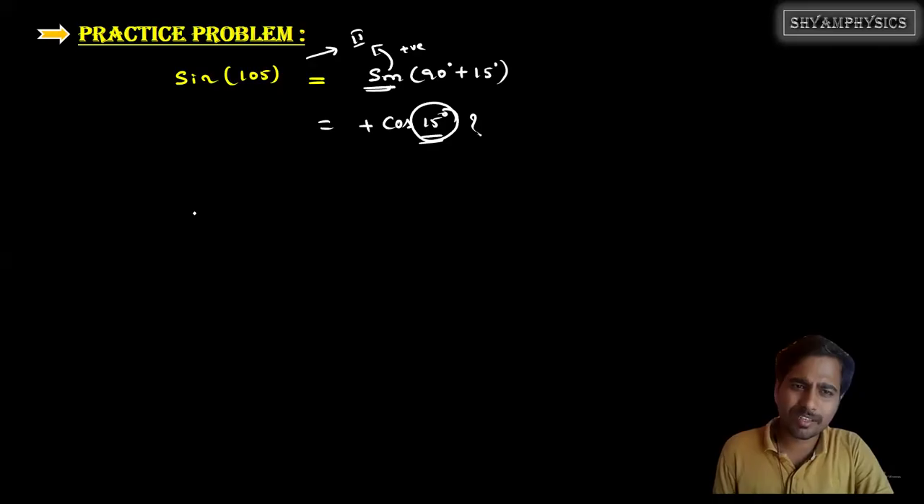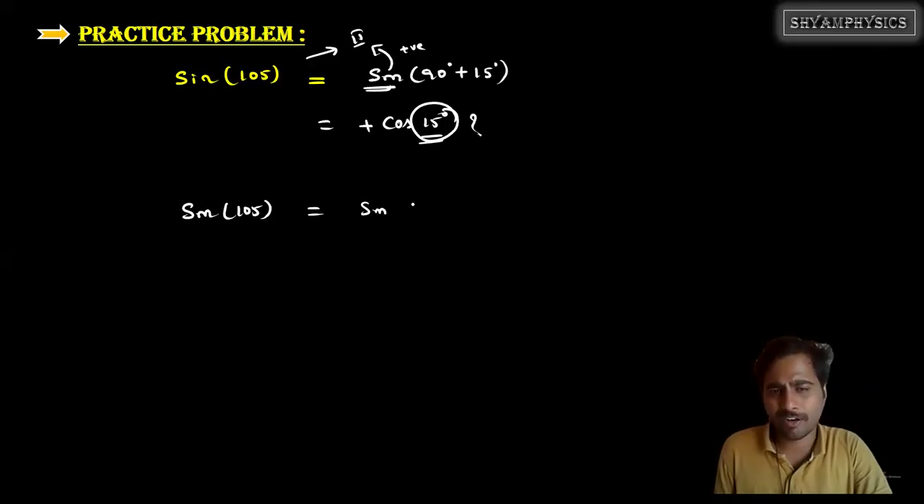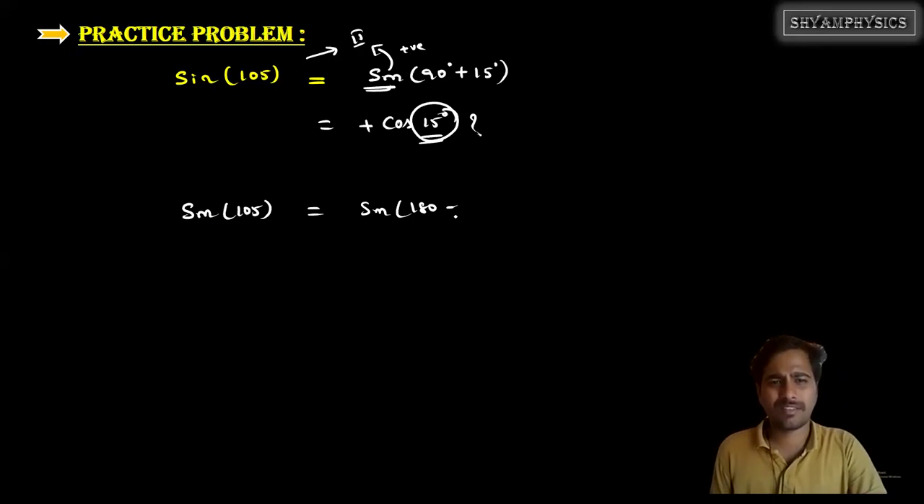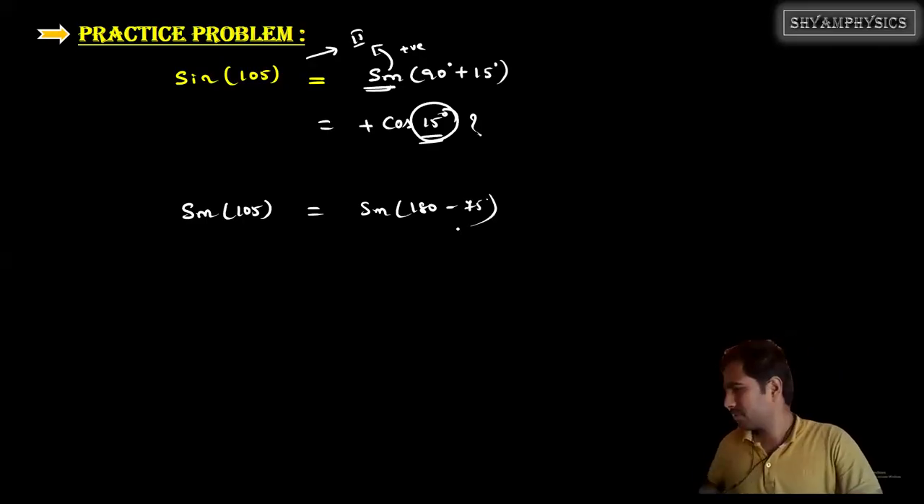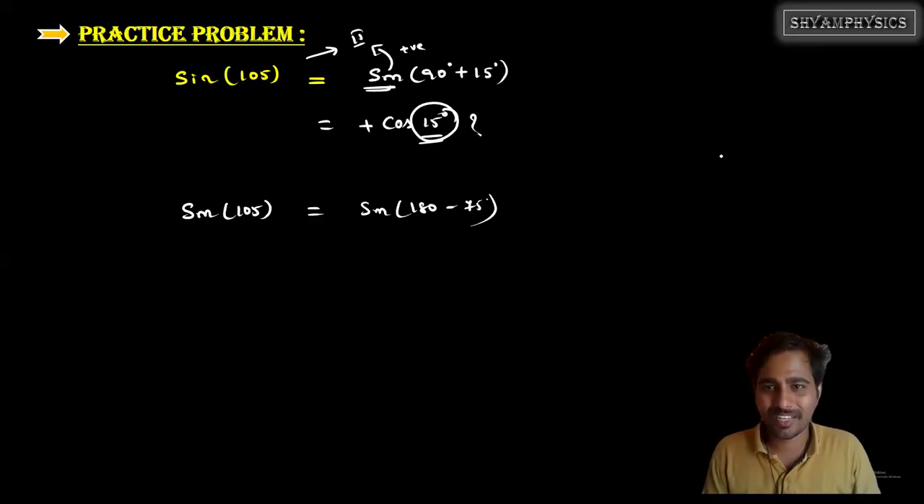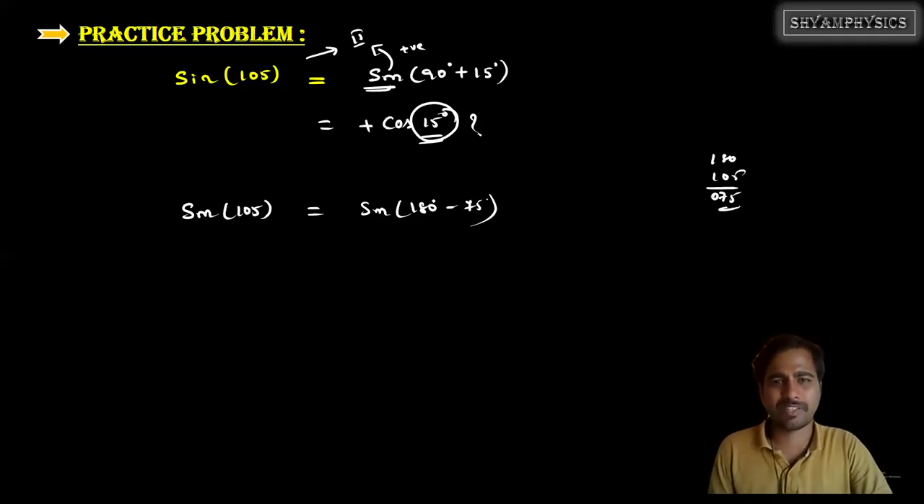We'll do it another method. Sir, that is sine 105. We can write this as sine of 180 minus how much should it be? 180 minus 105 will be 75. Check once. I'm weak in maths. Correct, na? Sorry. 180 minus 105, it will be 75. Correct only. Correct, na? Good.